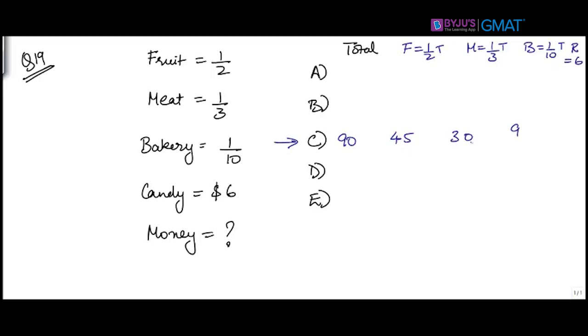Now if I add 45 plus 30 plus 9, what do I get? I get 84, right? So far he has spent 84. So from total, if I subtract 84, do I get 6? Yes, I do. And that's your answer, option C. You don't even have to worry further. Just mark it and move ahead.